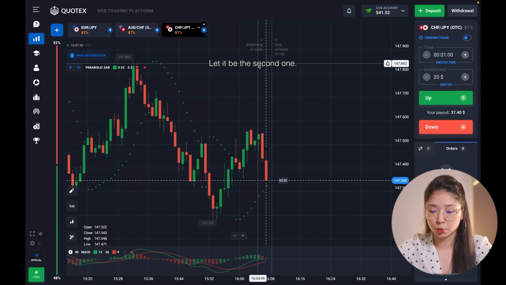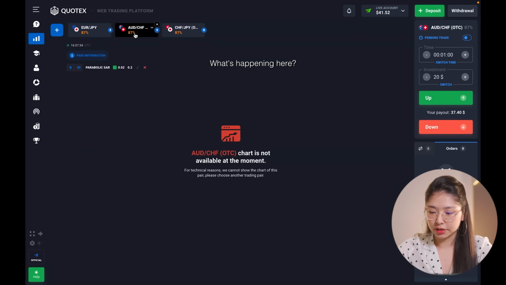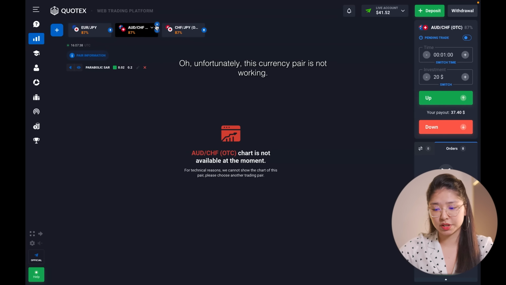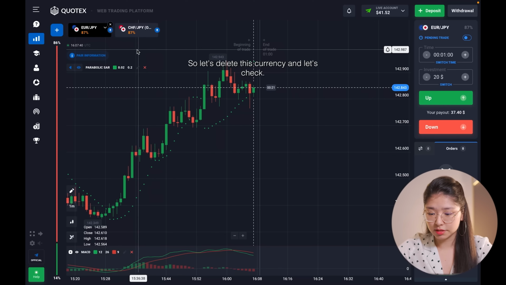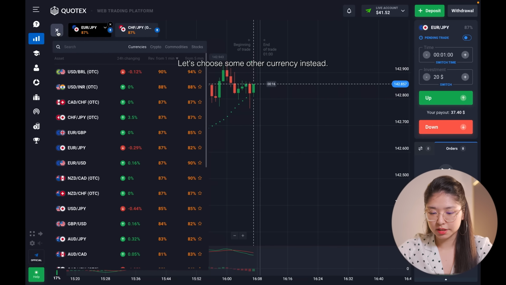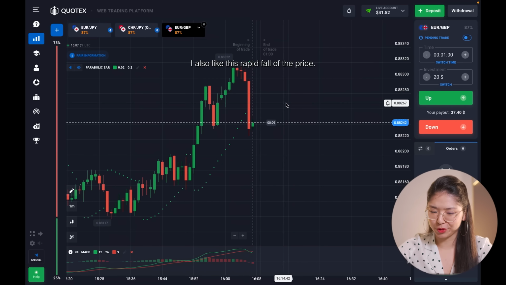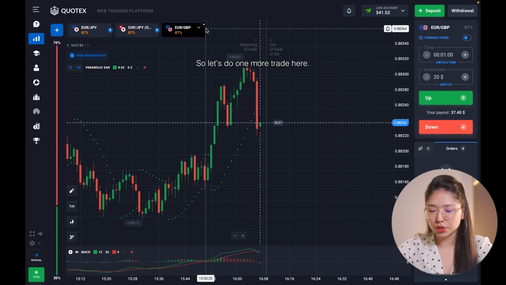Let's check one more currency pair. Let it be the second one, Australian dollar and Swiss franc. What's happening here? Oh, unfortunately this currency pair is not working. So let's delete this currency and choose some other instead. Let's choose Euro and Great Britain pound. What do we have here? Well, an interesting situation. I also like this rapid fall of the price. And let's do one more trade here.